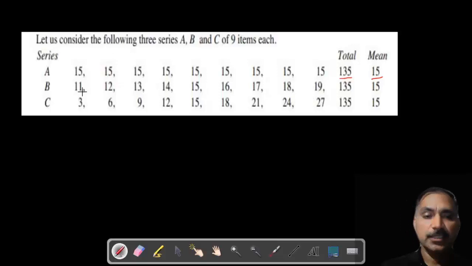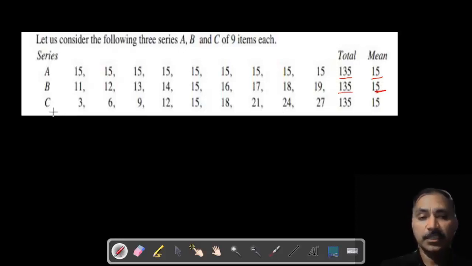Take the series B. Here we have numbers like 11, 12, 13, 14, 15, 16, 17, 18, 19. And the total of that comes as 135. And we have 9 numbers here. So 135 divided by 9 comes as 15. Is it clear?